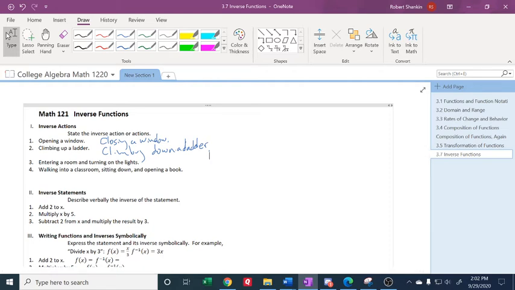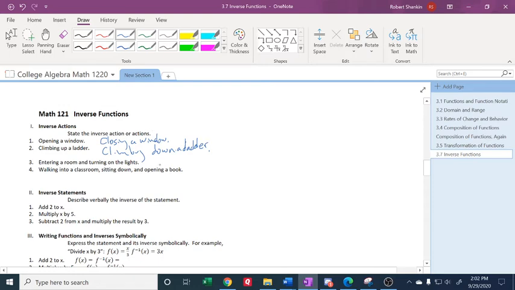All right, check out what others have said. And group 6, what's the inverse action or actions of entering a room and turning on the lights? It would be exiting the room and turning off the lights. Now notice you said exiting the room and turning off the lights.